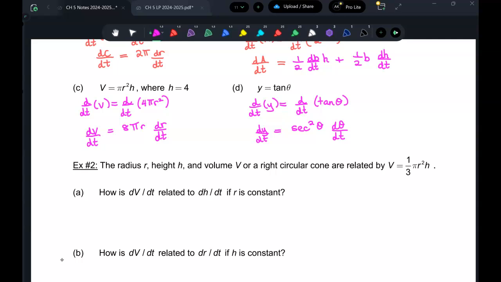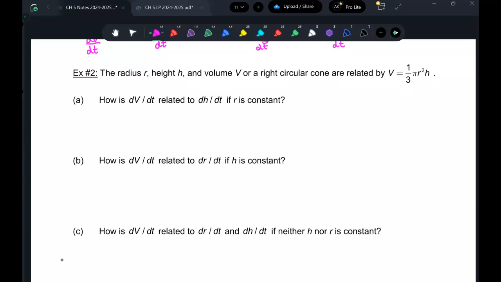Oh, so you have a theta in there? Well, theta is now our variable here. Remember, implicit differentiation is like derivative of the outside, keep the inside the same, times derivative of the inside. So derivative of the outside, secant squared. The inside is our theta, times the derivative of theta. All right.